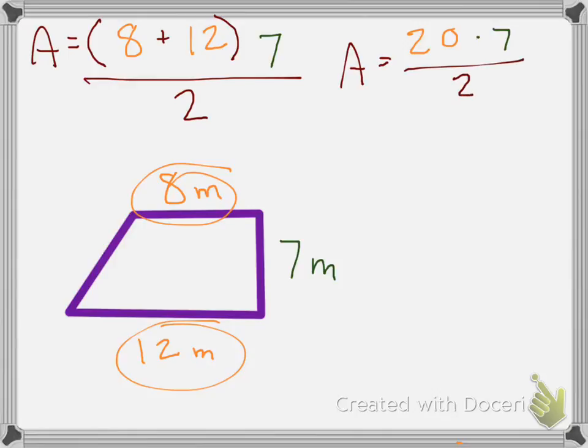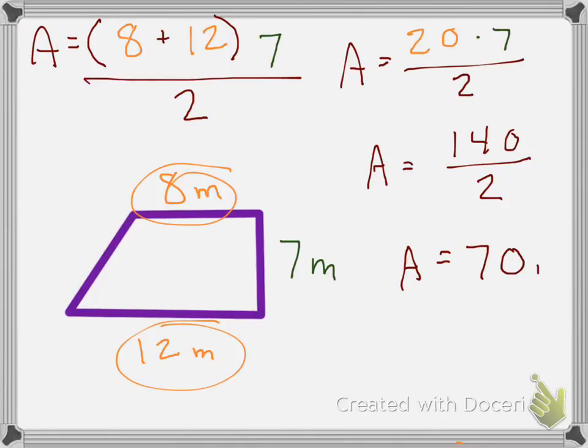Now in this example, you could cross cancel these, but I'm going to show you how I do it if I didn't cross cancel. Again, I could cross cancel the 2 and the 20 to make 10 and 1, but I'm not going to do that, just to show you what I would do if I couldn't cross cancel or didn't cross cancel. So I would do first 20 times 7, which, 2 times 7 is 14, 20 times 7 is 140. And then I would have to divide that by 2. 14 divided by 2 is 7. 140 divided by 2 would be 70, and the units for this would be meters squared.